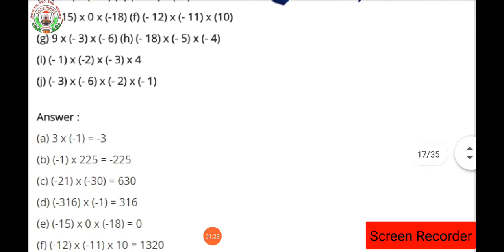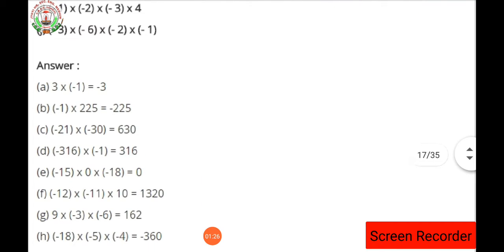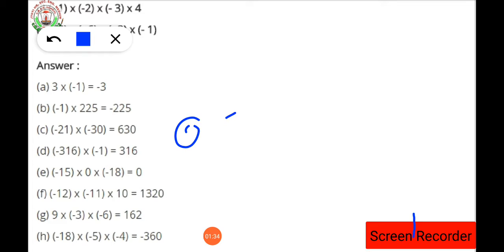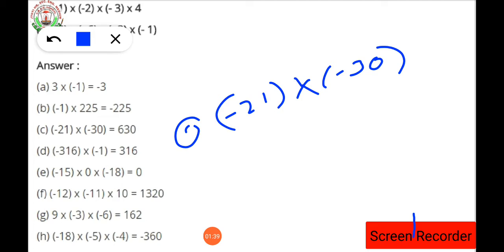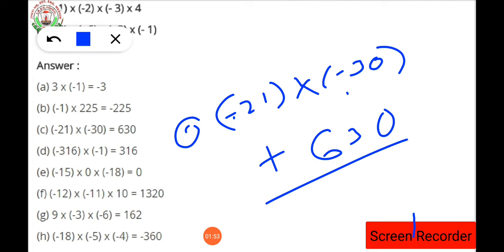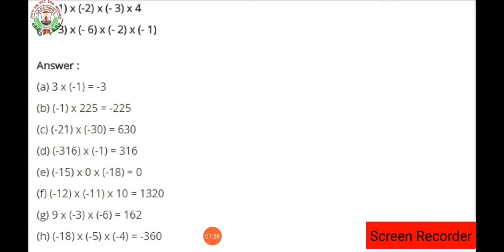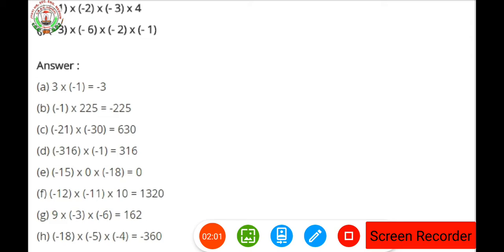Now, the next part of the question is the C part. The C part of the question says minus 21 into minus 30. You have to multiply minus 21 with minus 30. So minus and minus become plus, as you know. Then 0, 3 ones are 3, 3 twos are 6. So the answer is 360. Clear up to here?